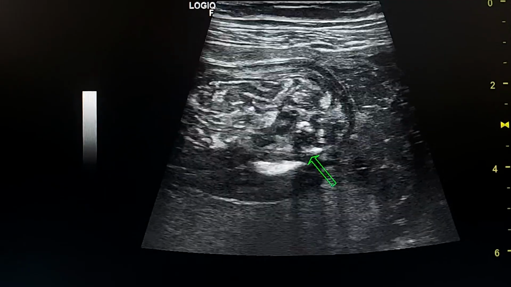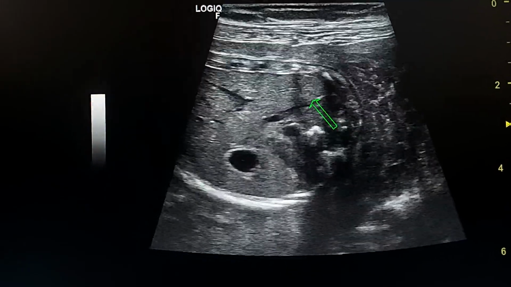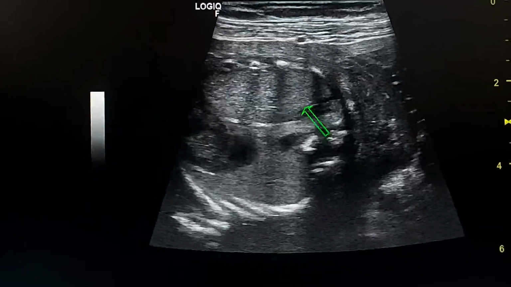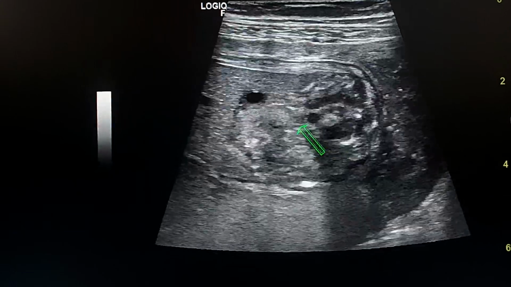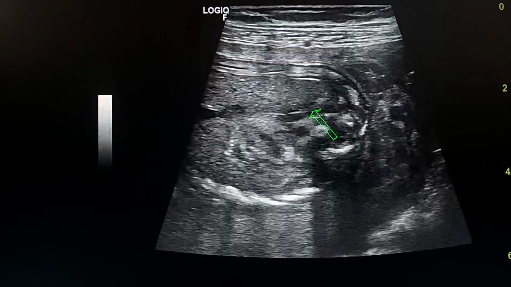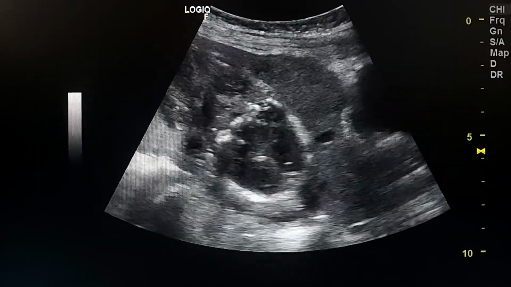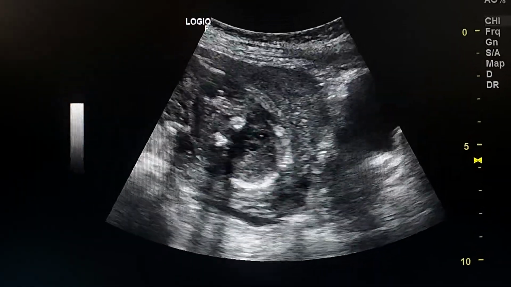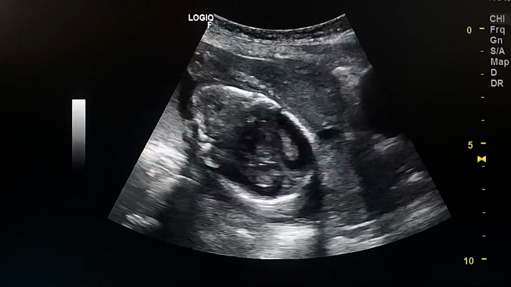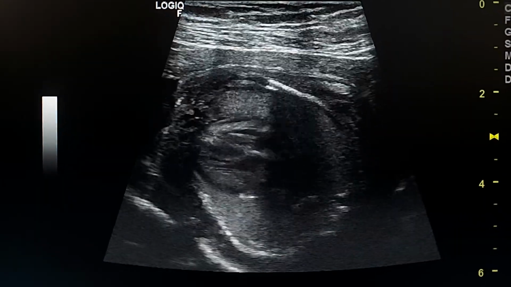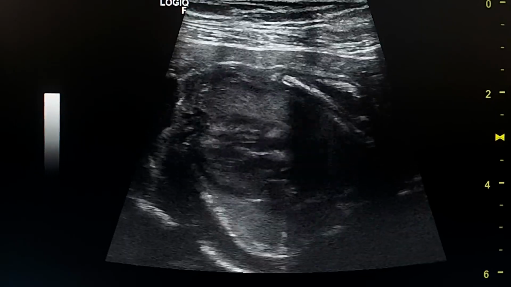This is a transverse sweep across the fetus. We see here the right and left adrenal glands with absence of both kidneys. This is the head of the fetus, and we see anhydramnios. This is the heart.